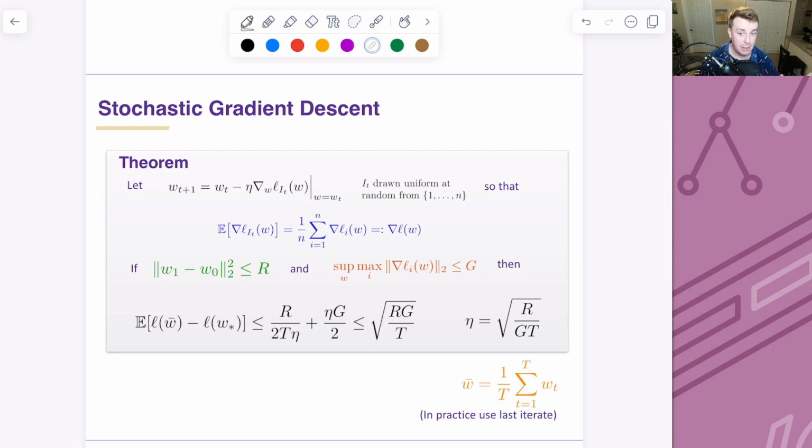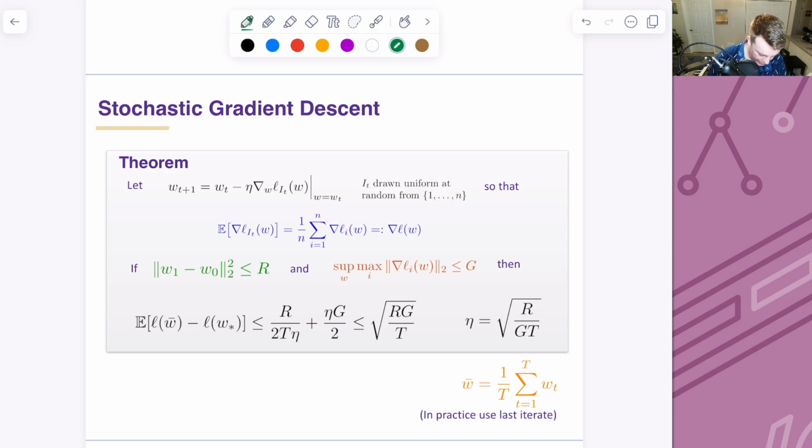We let W of t plus 1 equal W t minus eta times our estimated gradient, by sampling a point or index I t uniformly at random. And we already said that the expected value of this estimated gradient is equal, in expectation, to the overall gradient. Then we're going to make a couple of assumptions. Don't worry about them too much. We're really just trying to put some restrictions on the format of our problem.